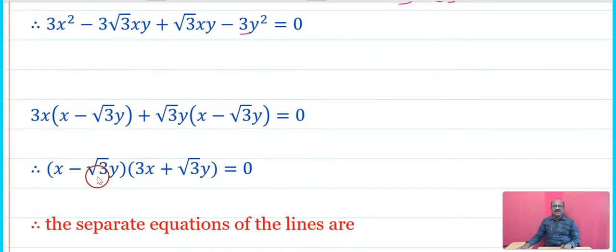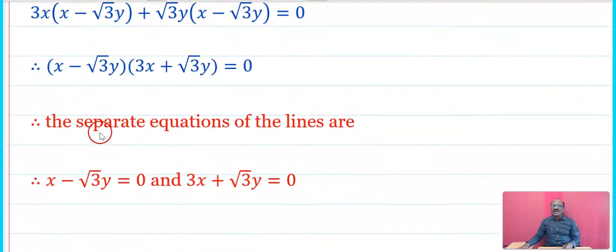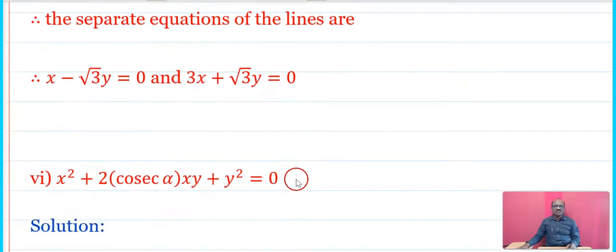And therefore, x minus root 3y in the first bracket, and the second bracket is 3x plus root 3y, is equal to 0. And that's why the separate equations of the lines are x minus root 3y equals 0 and 3x plus root 3y equals 0.